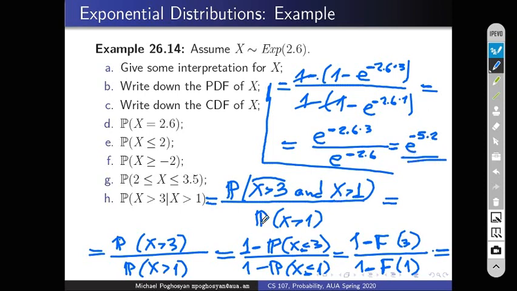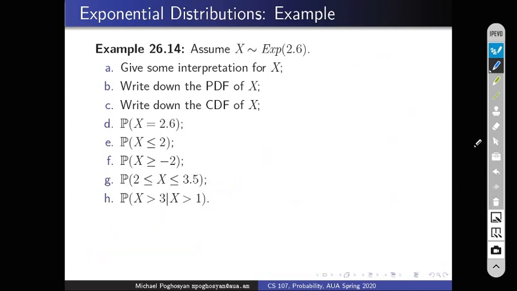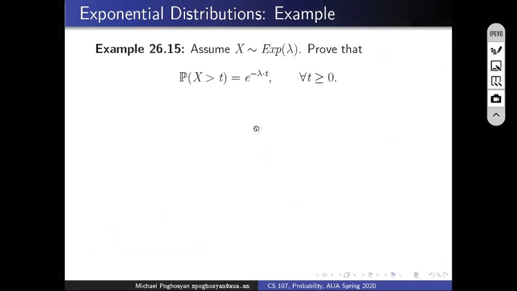This is the value. In fact, it is easy to check that this is exactly equal to the probability that x is larger than 2. And we will talk about this later because this is a very important property of the exponential distribution. Okay, let's move forward.